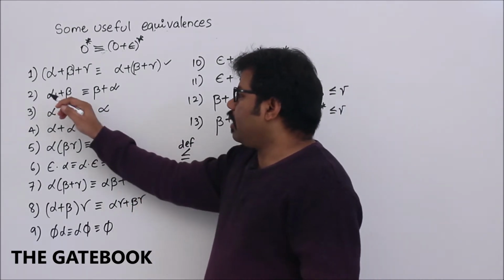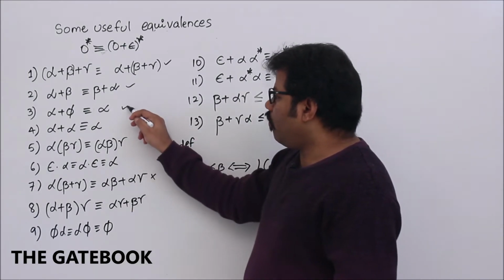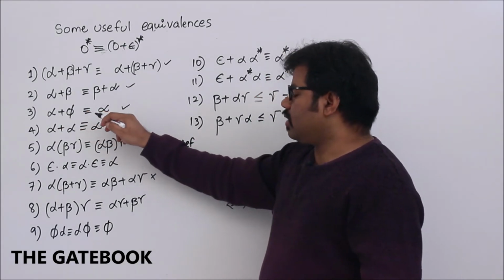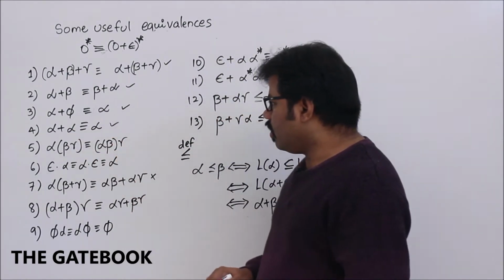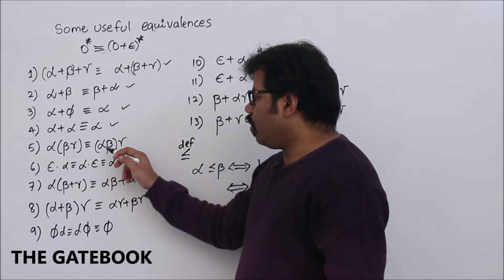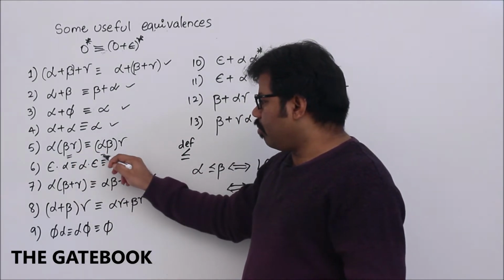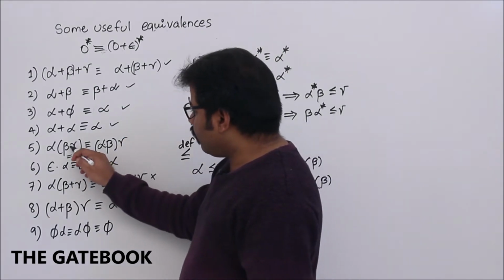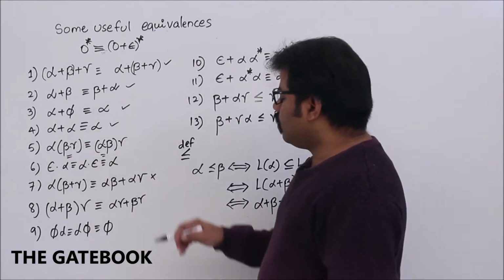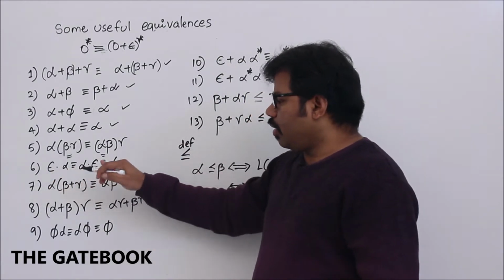Now alpha plus beta is equivalent to beta plus alpha. Commutative property holds good. Alpha plus phi represents the same as alpha. Alpha plus alpha represents the same as alpha. Alpha (beta gamma) equal to (alpha beta) gamma, where here beta gamma is applied first, here alpha beta is applied first. That means concatenation is applied between alpha and beta here, and concatenation is first applied between beta and gamma there. So still they are equivalent. Epsilon dot alpha is equivalent to alpha dot epsilon.